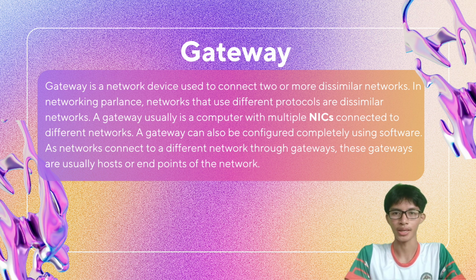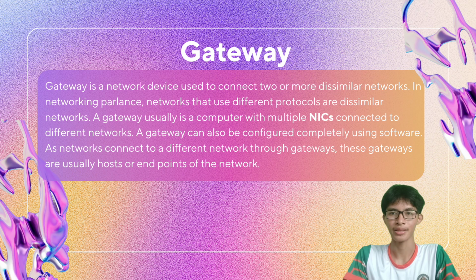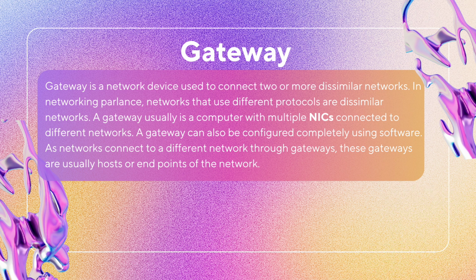So what is gateway? It is a network device used to connect two or more dissimilar networks. In networking parlance, networks that use different protocols are dissimilar networks, but a gateway is usually a computer with multiple NICs connected to different networks. A gateway can also be configured completely using software, as networks connect to a different network through gateways. These gateways are usually hosts or endpoints of the network.